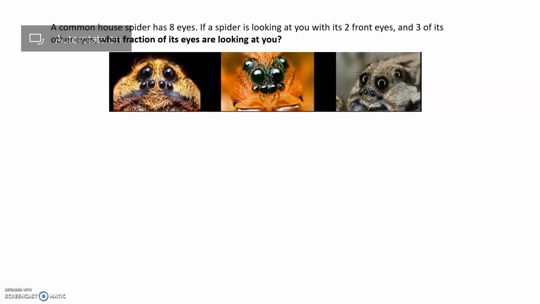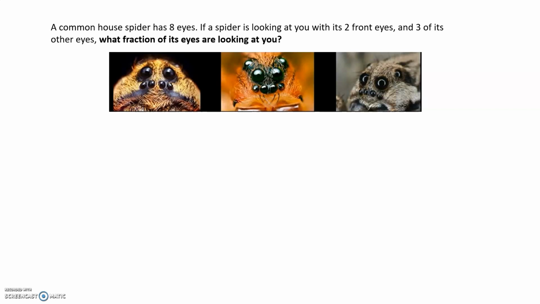Okay, so here is a real life application problem with adding and subtracting fractions. Let's look at this. A common house spider has 8 eyes. If a spider is looking at you with its 2 front eyes and 3 of its other eyes, what fraction of its eyes are looking at you?